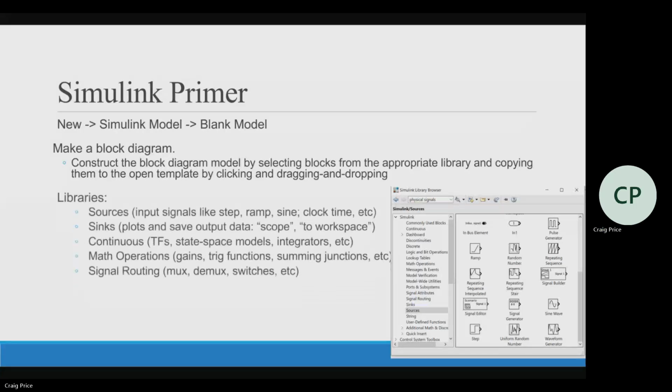So once you have a Simulink blank model open, you can go to the library, which I think is like 4 different colored squares. It's pulling up 4 different colored squares. So we're getting a blank model.